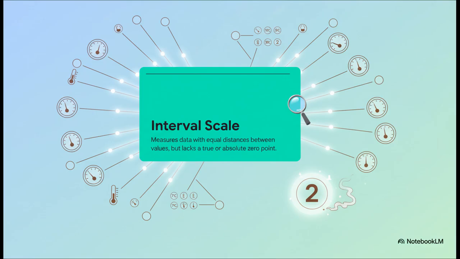So, the huge leap forward with the interval scale is that now, the distance between any 2 points is equal. It's consistent. The difference between 20 degrees and 30 degrees is the exact same as the difference between 70 and 80 degrees. But there's a catch. And the catch is that the 0 point is totally arbitrary.